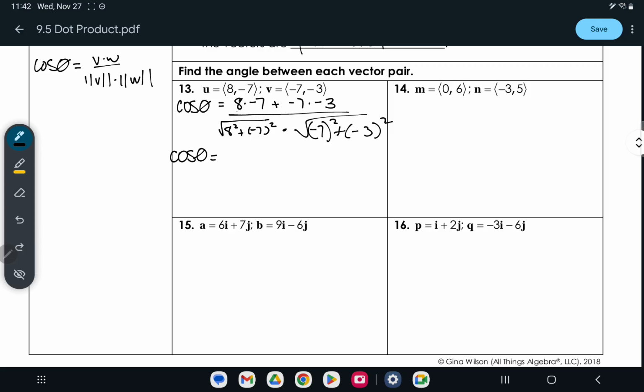So cosine theta, let's see, negative 56 plus 21 over, let's see, that's 64 and then 49. So that gets me 113. And then that's 49 and 9 to give 58. Let's see what we can do from here. So negative 56 plus 21 is negative 35. And these radicals, I can multiply the numbers in them. So I can do 113 times 58.